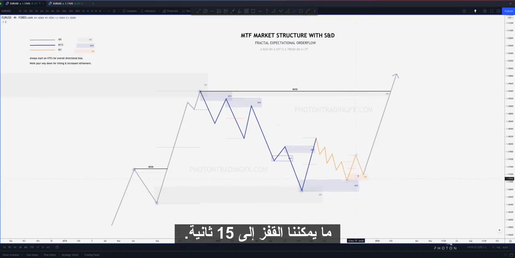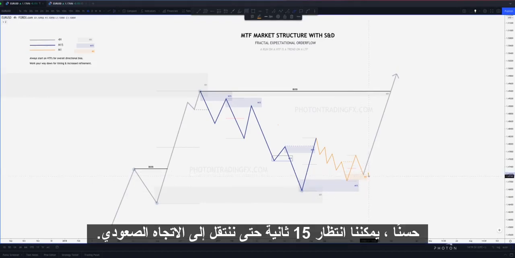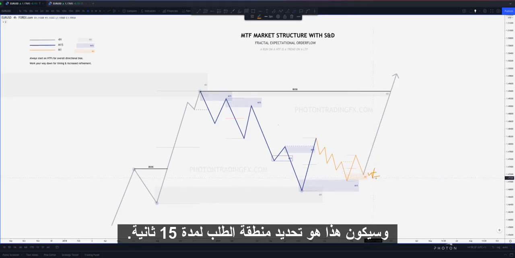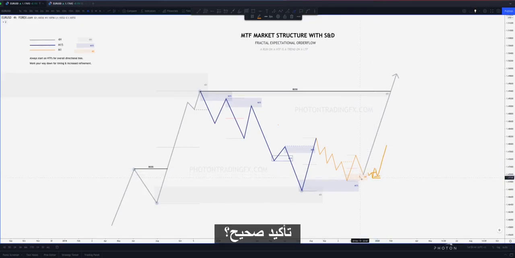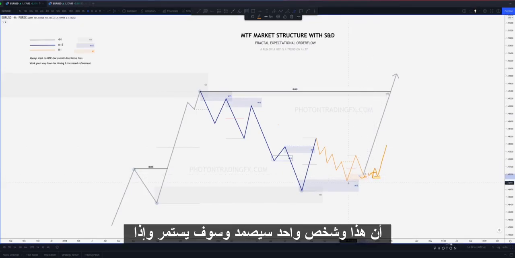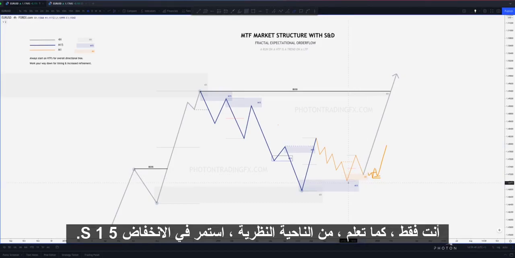But what can we do? Well, we can jump down to the 15 seconds. We can wait for the 15 second to switch bullish. Then we mark out a 15-second area of demand, and we get in there because it's giving us a little bit more confirmation that this M1 zone is going to hold and it's going to go. And in theory, you could keep going down to 5 second, 1 second.